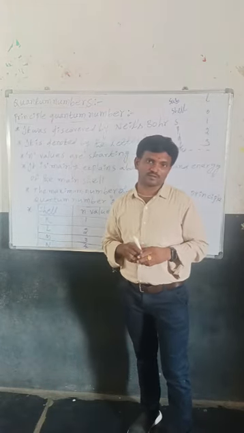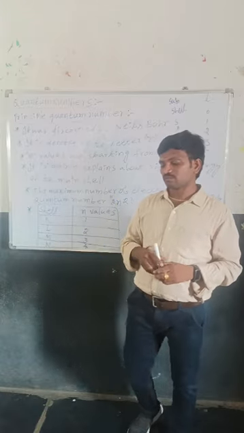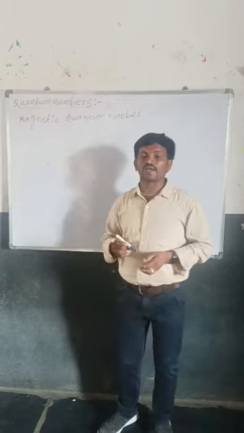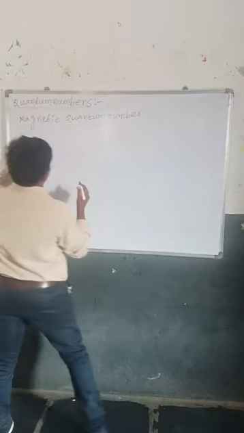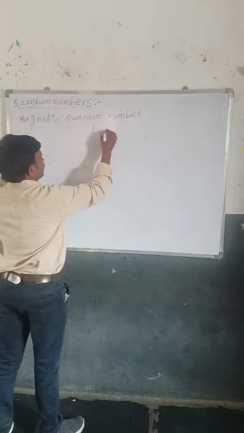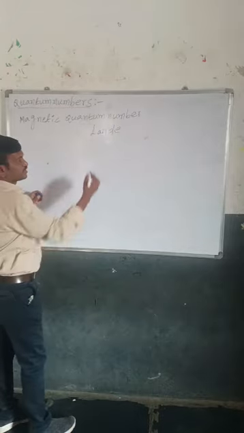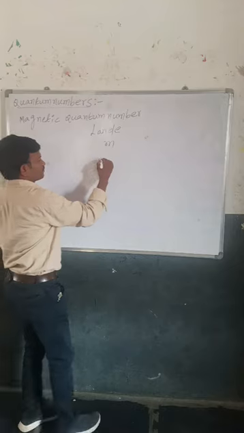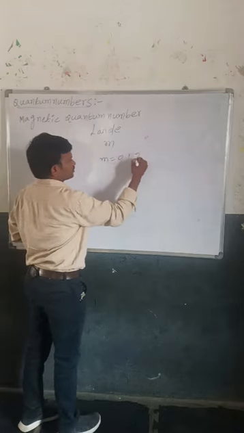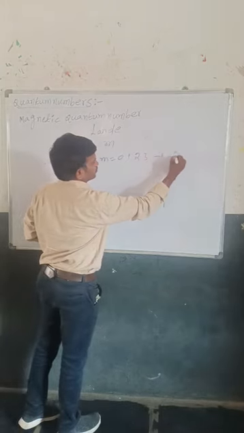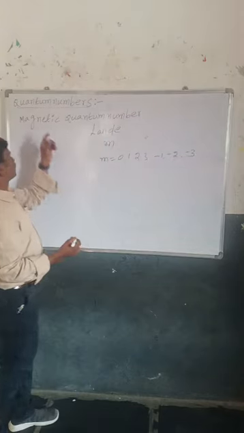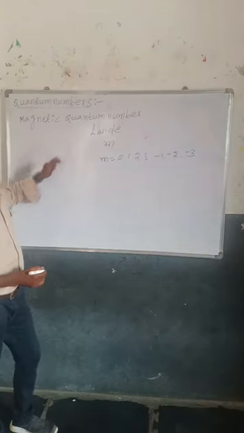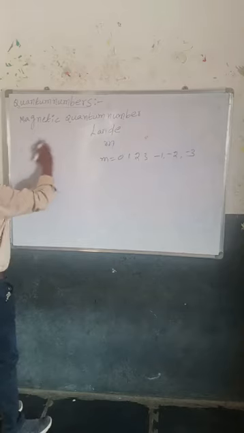This is the information about azimuthal quantum number. Next one is magnetic quantum number. It was discovered by Landé. It is denoted by the letter small m. m values start from 0, 1, 2, 3, minus 1, minus 2, minus 3. It mainly explains about orientation.